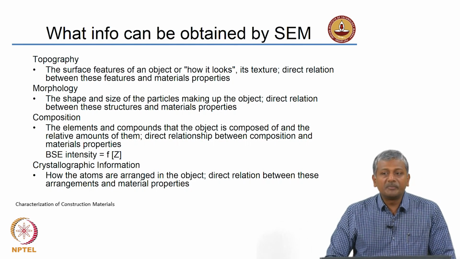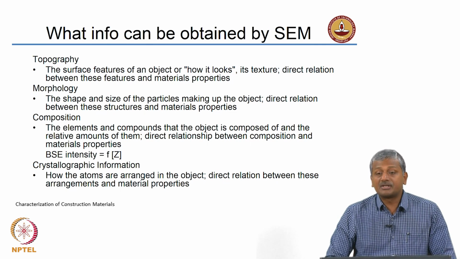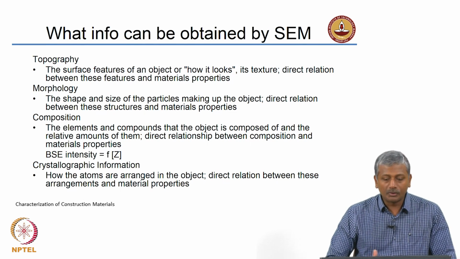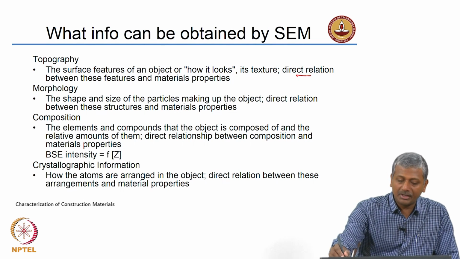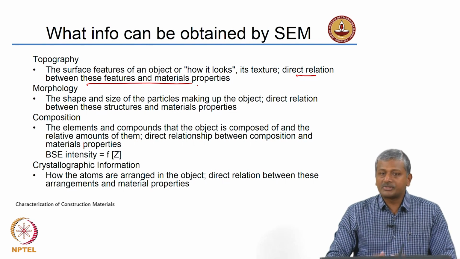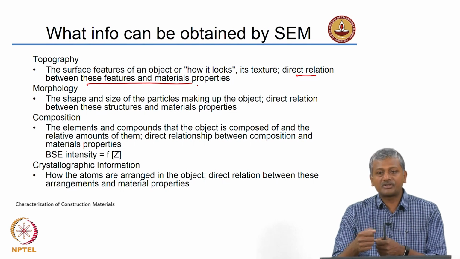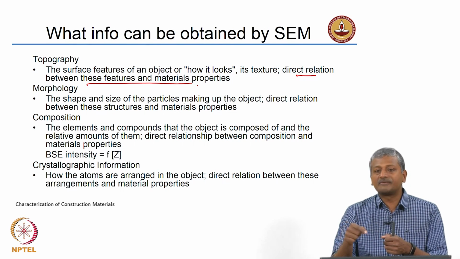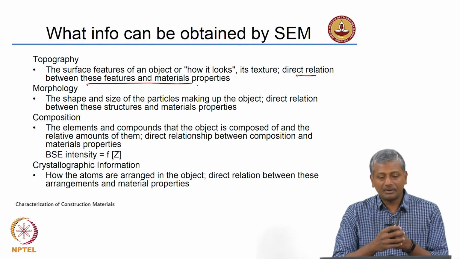So, what information can be obtained from SEM? One is obviously topography, that means the surface features of the object and how it looks generally, the texture, and all these obviously have a direct relationship with the material properties, because for example, in metals, if you actually have a tension test performed on steel and you look at the fracture surface, the shape of the fracture surface is very much defined by the ductile behavior of the steel, right.